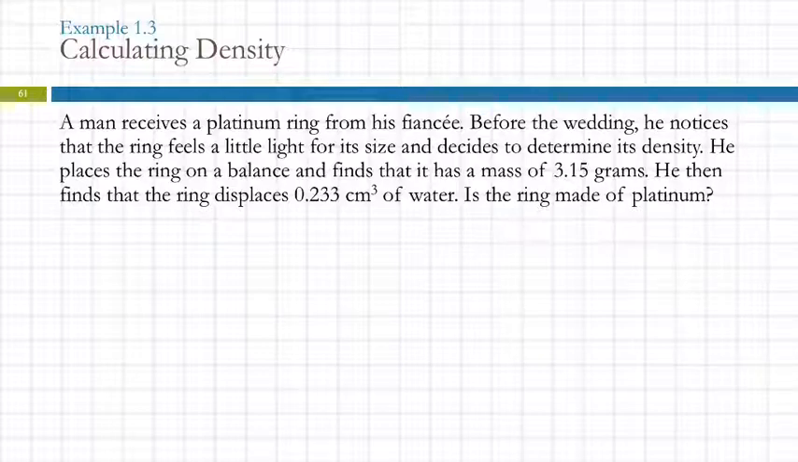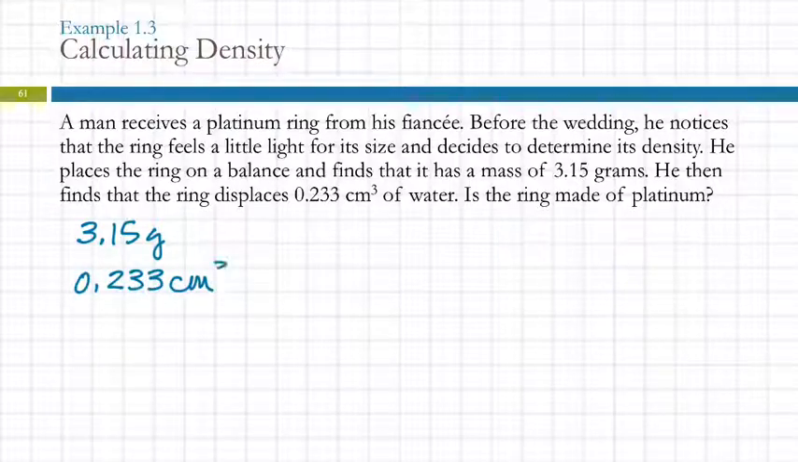So we've got some numbers in here. A lot of times it's helpful to write those numbers down. It's not uncommon for you to finish reading a problem like this and think, what the heck? What am I supposed to do with this? So just start by writing out the numbers. So we've got 3.15 grams, and we've got 0.233 cubic centimeters.